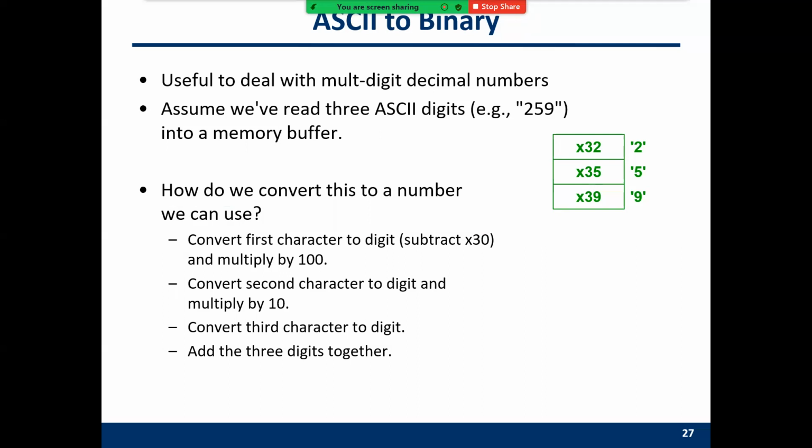And we can use this method. So these three digits actually represent a decimal number, which is 259. But in the memory, we store them as ASCII data. So this is the symbol of 2, a symbol of 5 and a symbol of 9.